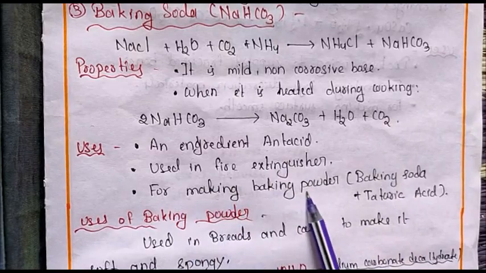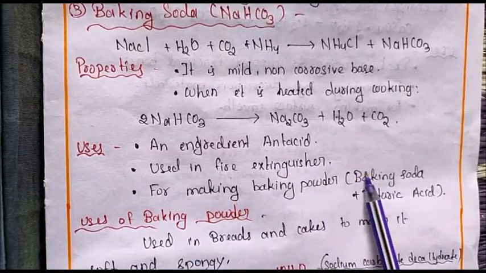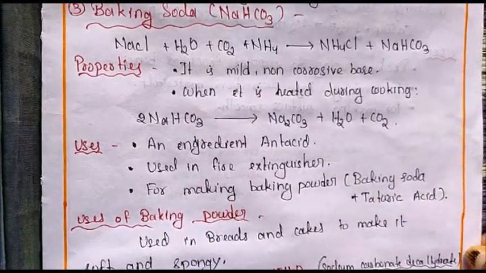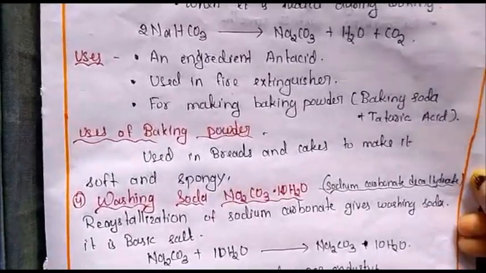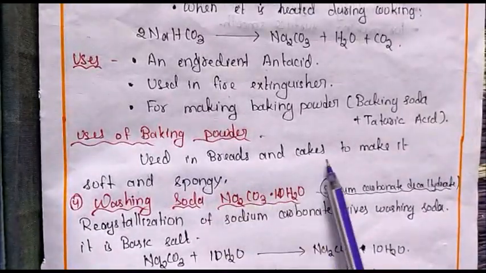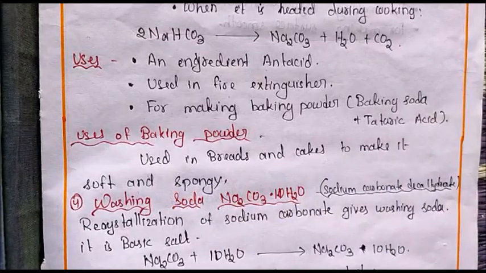For making baking powder, we can also use baking soda. What is the use of baking powder? Used in bread and cake to make it soft and spongy. In baking industries and at home also, you use baking powder to make our cake spongy and soft.